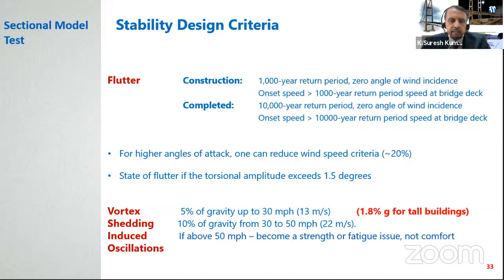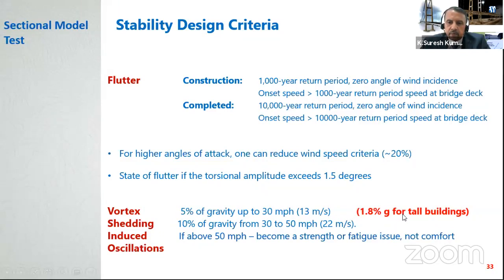As far as vortex shedding is concerned, there are criteria again: 5% of gravity up to 30 miles an hour, which is about 13 meters per second, and 10% of gravity from 30 to 50 miles an hour, which is 22 meters per second. Above 50 miles an hour, it becomes a strength or fatigue issue, not a comfort issue anymore. Regardless of where the vortex shedding is happening, we need to be careful, because in case of very high amplitude, the loading is definitely going to be higher. So the design is probably going to get beefed up and it is going to be a problem, so we need to address that.